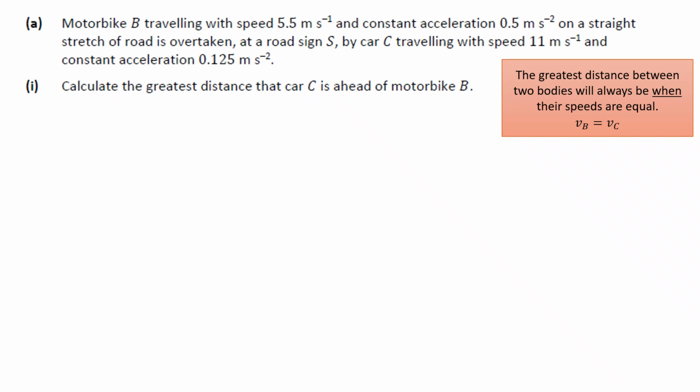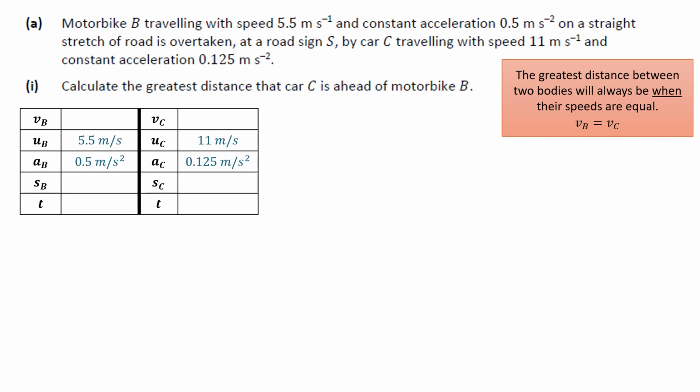So if you take a look here, the car overtakes the bike, and then what we'd expect to happen is the bike will then overtake the car. And the reason for that is because although the bike is going slower, it has a bigger acceleration, so it will eventually become faster. So the greatest distance will happen where their speeds are equal.